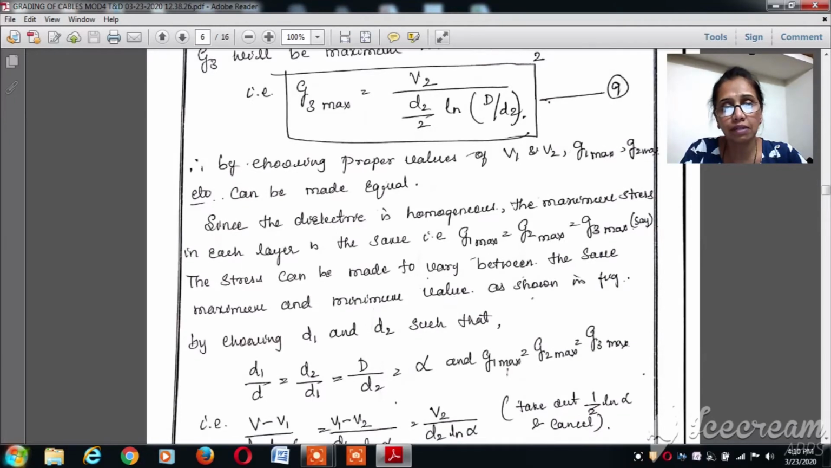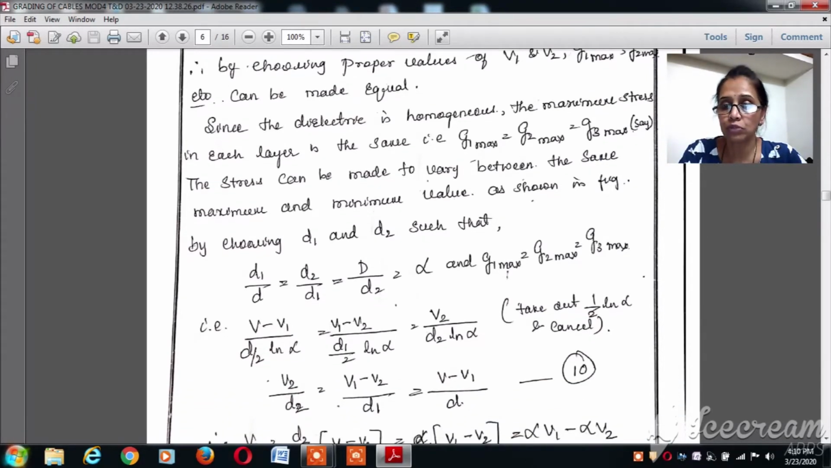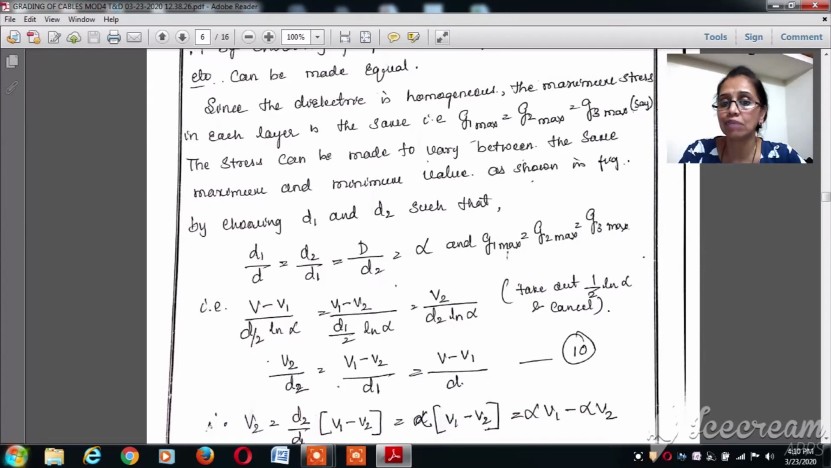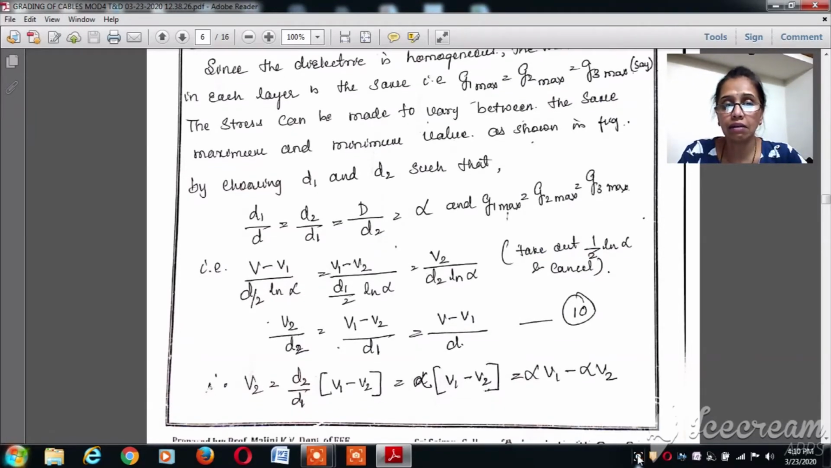So since the dielectric is homogeneous, the maximum stress in each layer is going to be the same. That is, G1 maximum is equal to G2 maximum, which is equal to G3 maximum. The stress can be made to vary between the same maximum and minimum value as shown in the figure. By choosing better values of D1 and D2, such that D1 divided by D is equal to D2 divided by D1, which is equal to D divided by D2, equal to alpha, and G1 maximum equals G2 maximum equals G3 maximum, we can derive the formulas which we have derived for D1 by D.